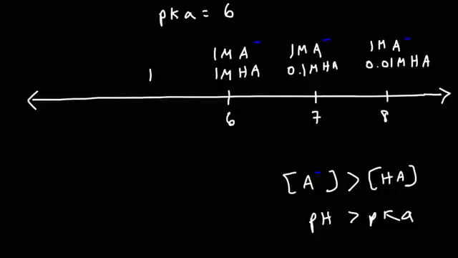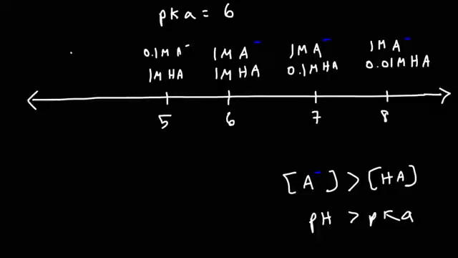Now what if we had 1 M HA and 0.1 M A minus? What's the pH? Here we have more of the acid than the base, so the pH is going to be less than the pKa. And the ratio is 1 to 10, so we're going to be 1 unit away from the pKa. Therefore the pH here will be 5.